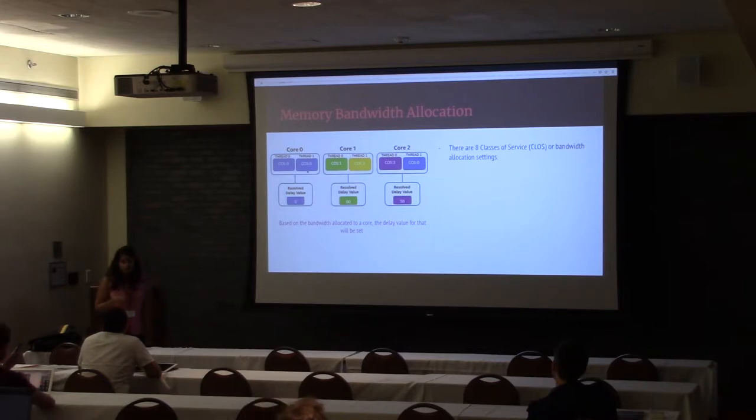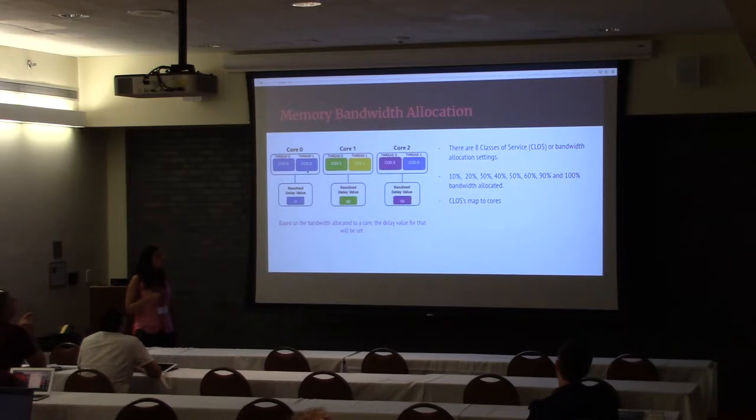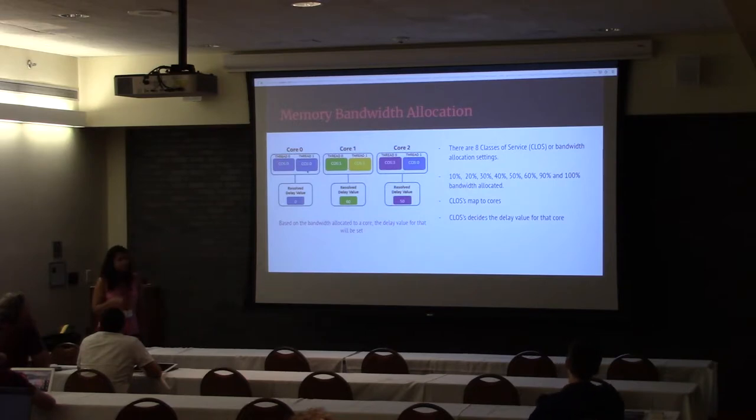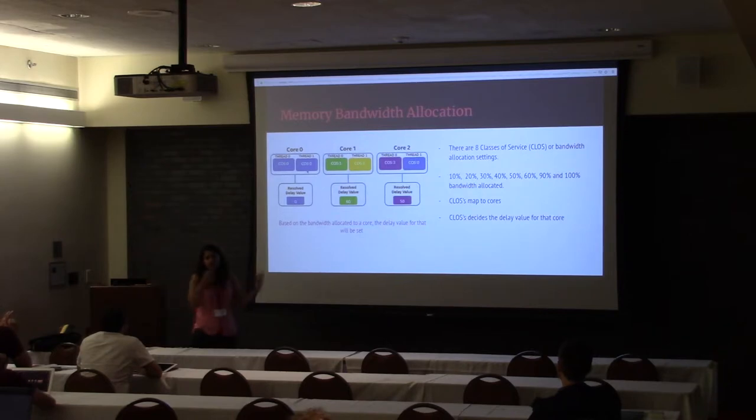So there are 8 classes of service. And these classes of service are 10, 20, 30, 40, 50, 60, and they skip over 70 and 80, then 90 and 100. What you do is you take one of the classes of service, you assign it a percentage, and then that class of service is further assigned to a core or a set of cores. Based on what class of service the core gets, you get a delay value. All this is very theoretical knowledge. We don't know what these percentages mean, what they are a percentage of, or where this delay value is being added. The rest of the experiments we did were to try to figure this out and what these numbers actually mean.